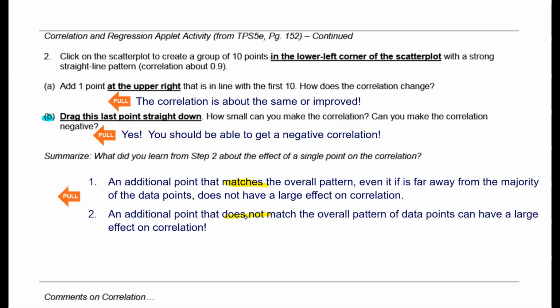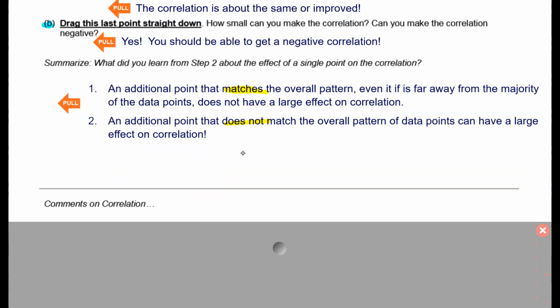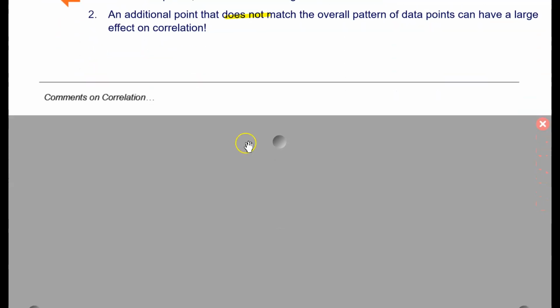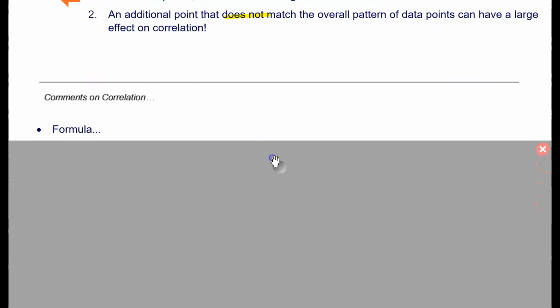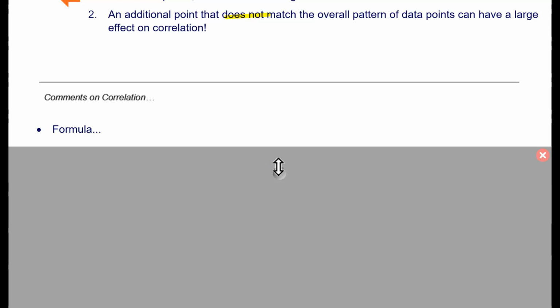Okay, for now, it's time to wrap up section 3.1, and I have some overall comments on correlation. The first one is, I want to talk about the formula. As I mentioned previously, this is a formula that you will not have to memorize, and you will rarely, if ever, need to use. In fact, this formula will be on the formula sheet for the AP Statistics exam.